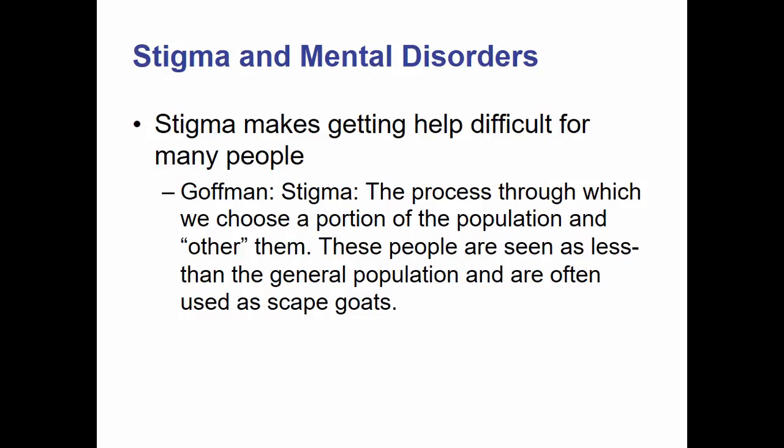We have talked about stigma previously in this class, but let's go over it again. Stigma is the process through which we choose a portion of the population and other them, right? So we take these people and we say, look at those people, they are the bad ones, they are not us. These people are often seen as being less than the normal population. They're seen as not normal, and they are often the people we blame our problems on. They are scapegoated.